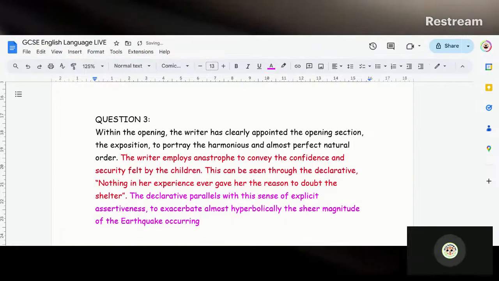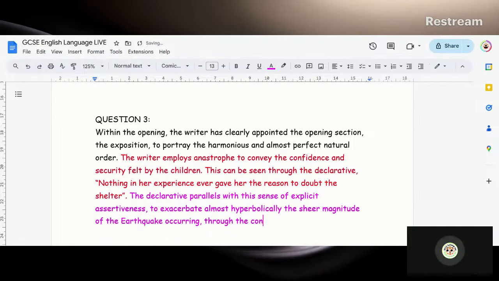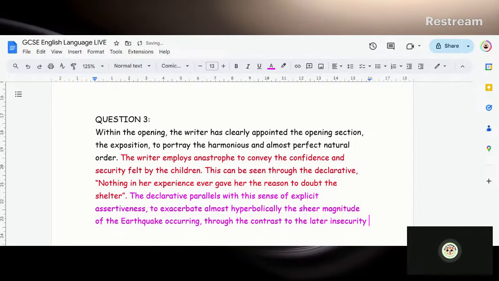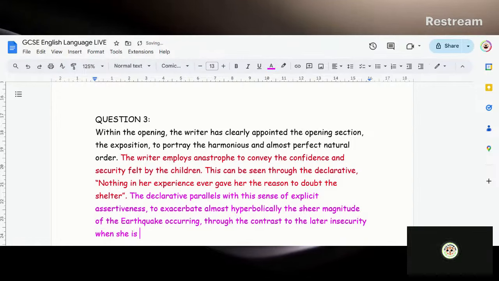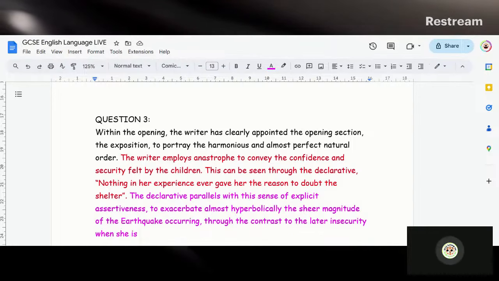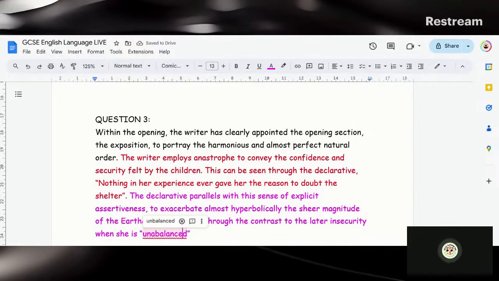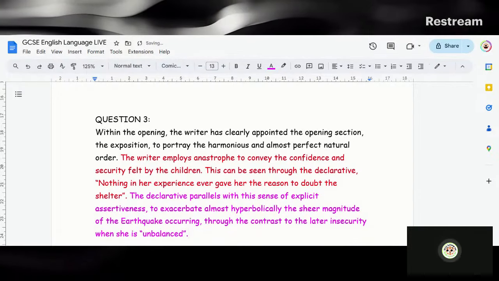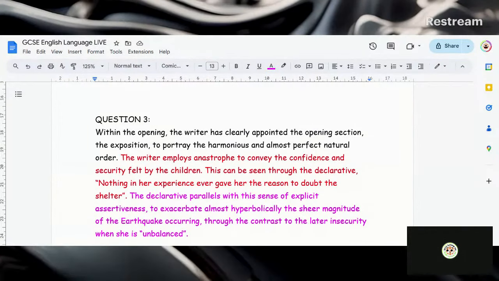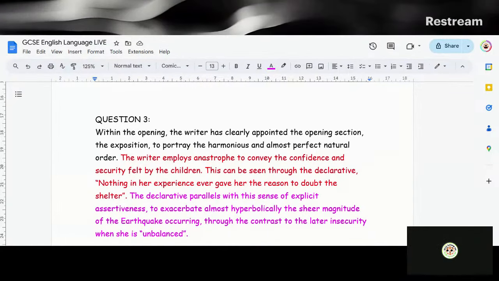And we can say, how does it exacerbate the almost hyperbolic sheer magnitude of the earthquake occurring? Well, it happens through the contrast to the later insecurity when she is, what is the word that they use? They suggest that she is unbalanced. That's it, unbalanced. And that just highlights the change, the massive change that's occurred there. And any form of contrast is always a structural technique.